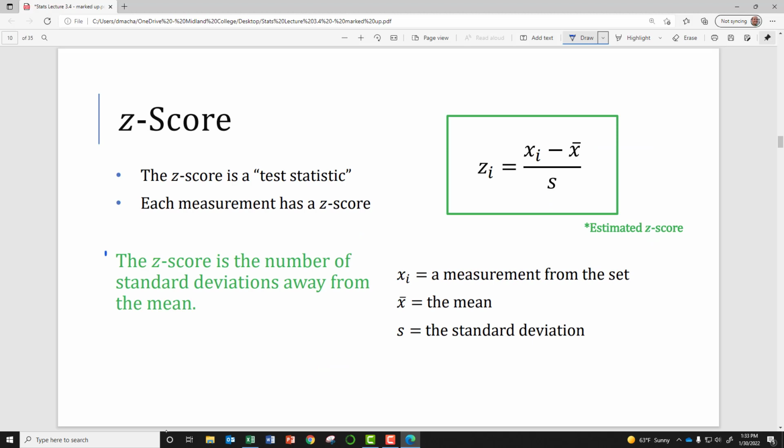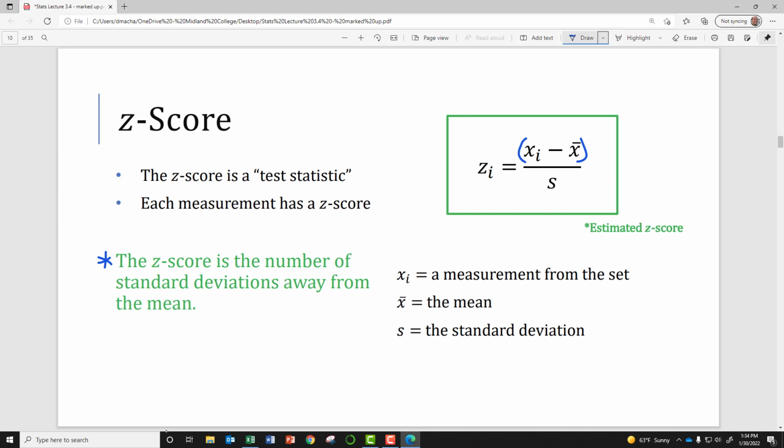Now the z-score is the number of standard deviations away from the mean. So notice up top, you're looking at the difference between the measurement and the mean. So measurement minus mean. It's also what we call a deviation. And then in the denominator, we have one standard deviation. So you're counting how many standard deviations am I away from the mean. You could think of this as a deviation divided by the standard deviation.